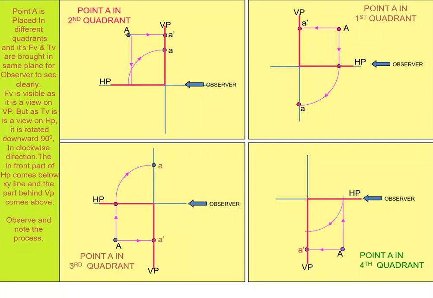Rotate the horizontal plane at 90 degrees touching VP. Locate the point there. That will be your A. Like this, all the four quadrants will be positioned.